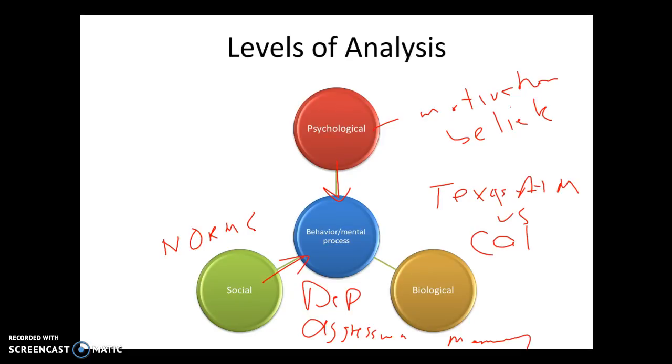And obviously the biological is, I think, self-explanatory, right? How our brains work, how our hormones affect us, how levels of neurotransmitters. So this is basically saying the best way to understand behavior or mental processes is to combine, to take multiple approaches to understanding behavior. And that'll give us the best bet at coming to a fuller understanding of whatever it is we're studying.